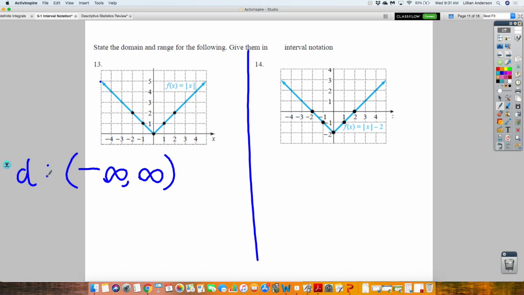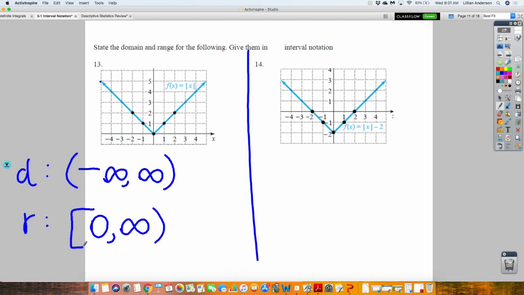What about the range? What's the lowest it goes? 0. What's the highest it goes? Infinity. And remember, if it has arrows, infinity is going to be in there somewhere. Of course I know I need parentheses around infinity, but what do I need around 0? Square brackets. And it is a square bracket because there's that point there.